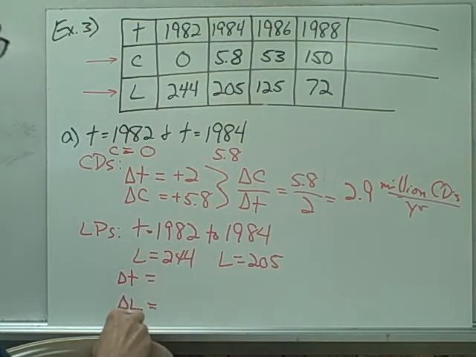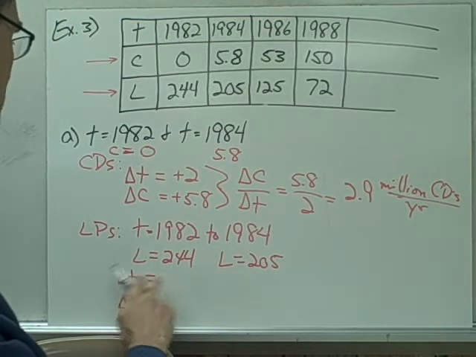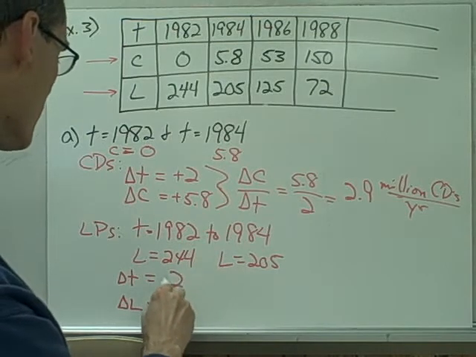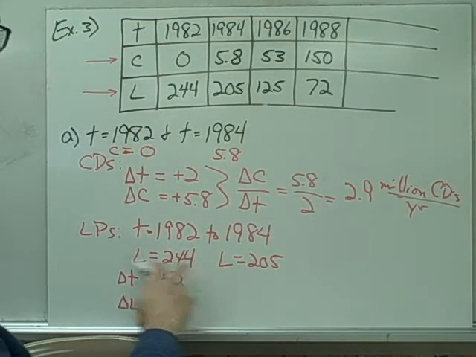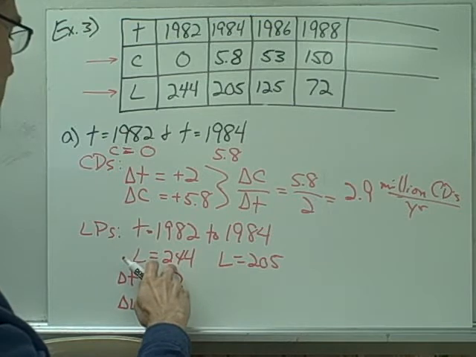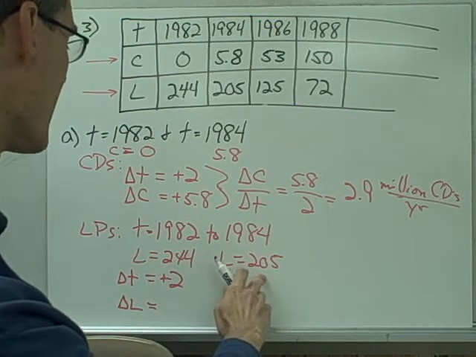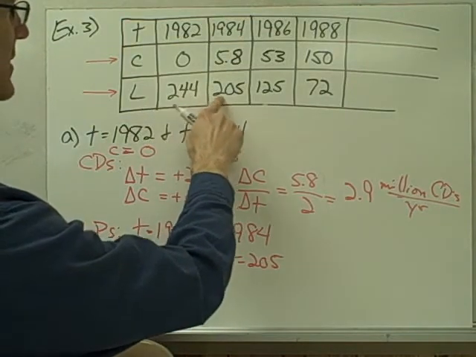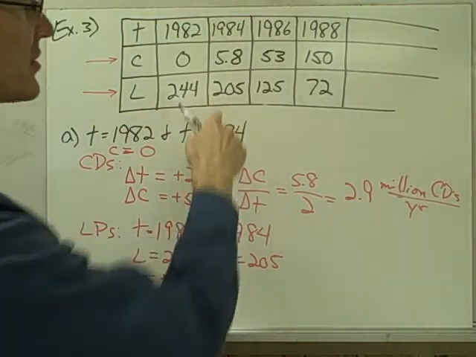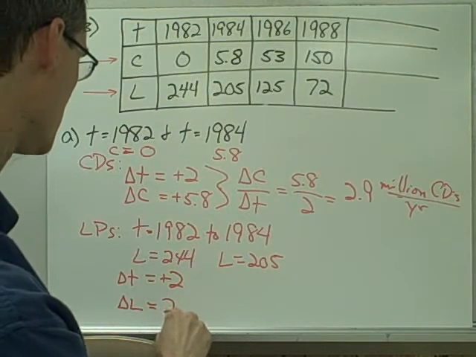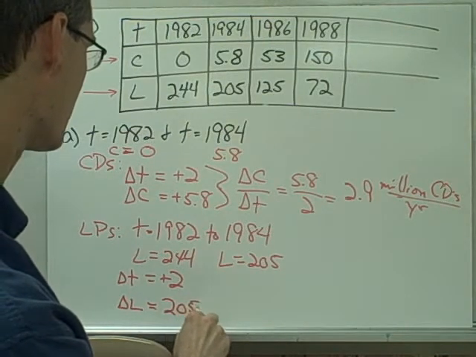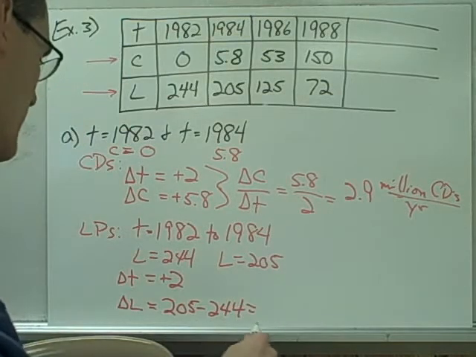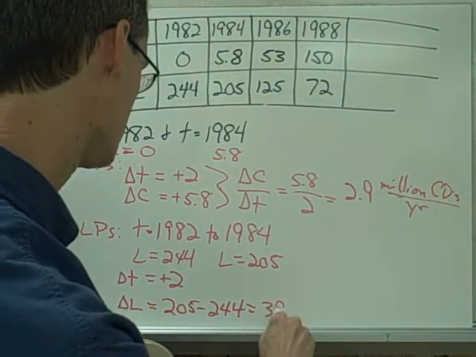So now I can calculate delta T and delta L, the change in time and the change in my LP sales. So delta T again is going to be 2, the interval 1982 to 1984. My delta L value is the change in LP sales from 244 to 205. Well, I can see this number is going to be negative because the number of LPs sold in these years is going down. So delta L is going to be 205 minus 244, which is going to be, what is that, 39?